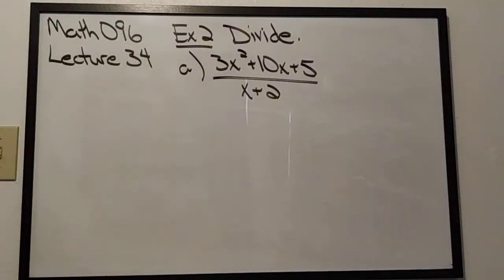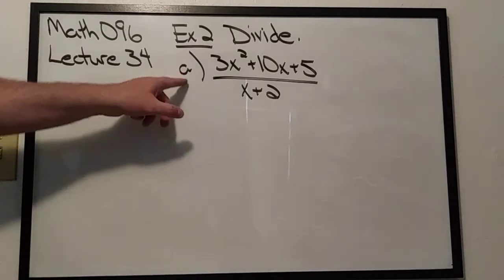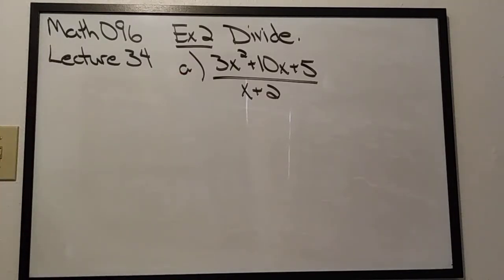So now we're ready to check out example 2. Notice the directions say divide. And in part A, we have 3x squared plus 10x plus 5 divided by x plus 2. Now, first off, I need to warn you about something that sometimes people try to do on this problem.